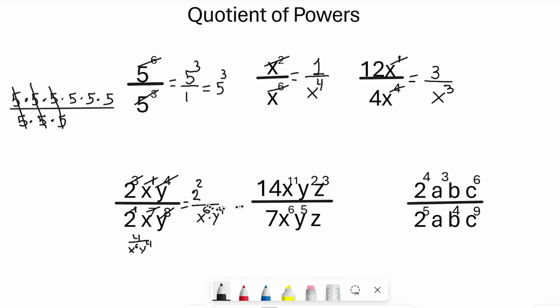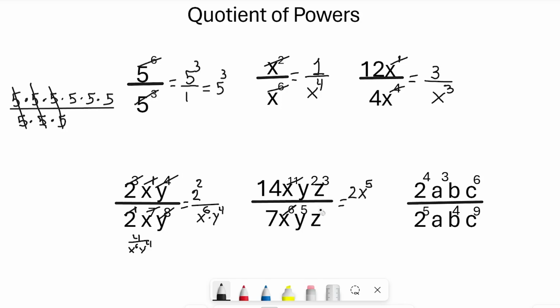Okay, and the next one. For this one, I have 14 divided by 7. That one is straightforward, right? You can actually divide, so you're going to get 2. Then look at the variable x. I have 11 in the numerator and 6 in the denominator. So that means that if I divide, I can cancel 6 of them. Out of 11, I cancel 6. I'm going to end up with x to the 5th power.